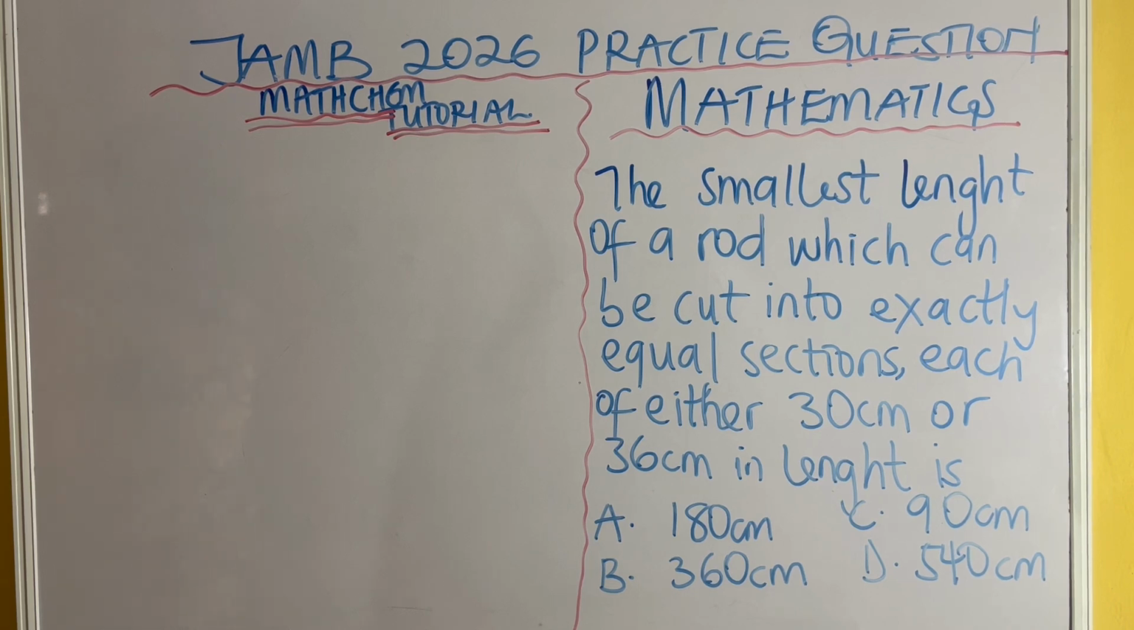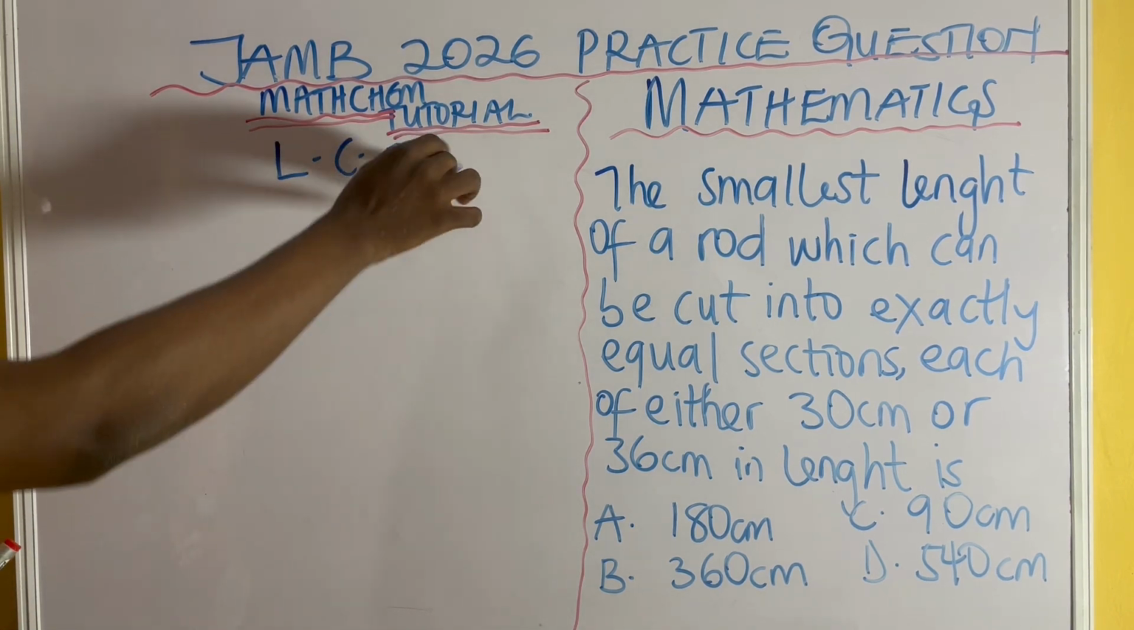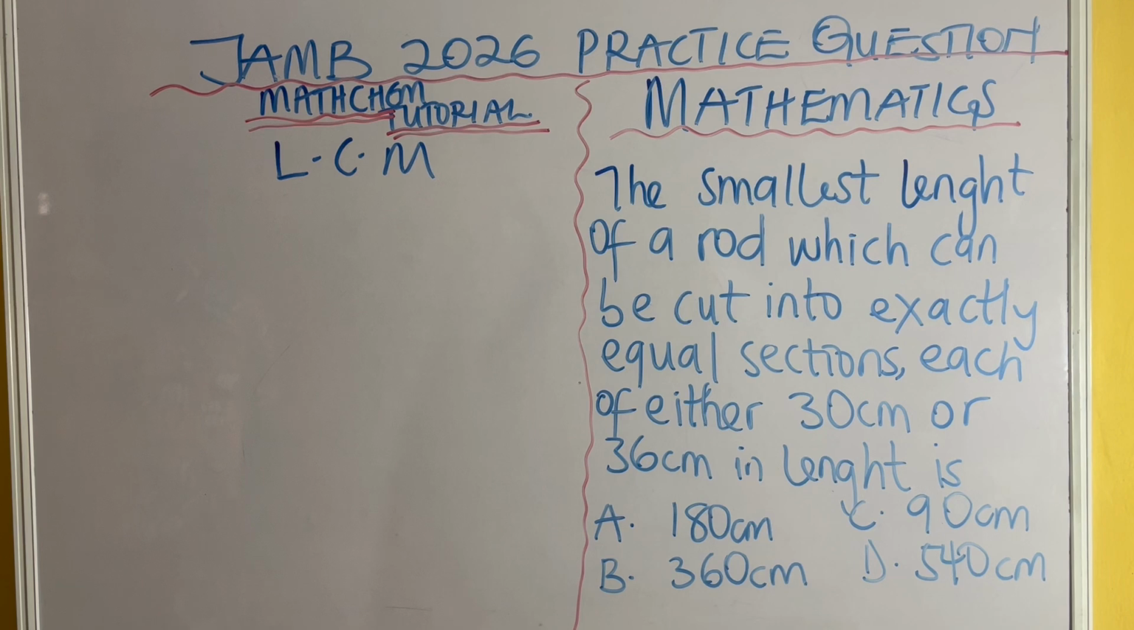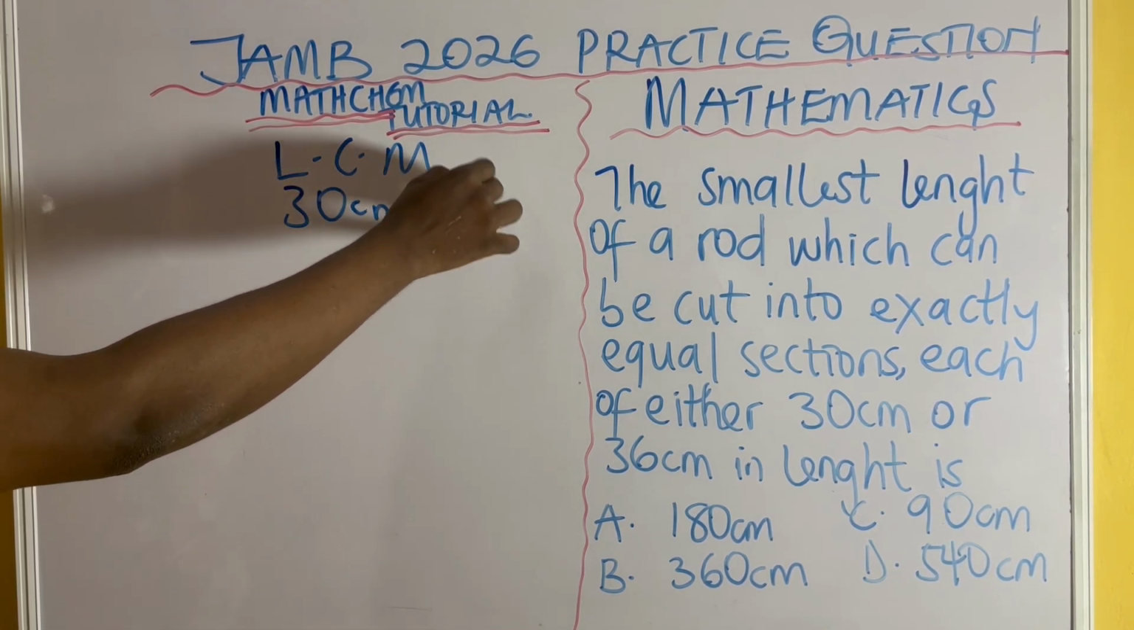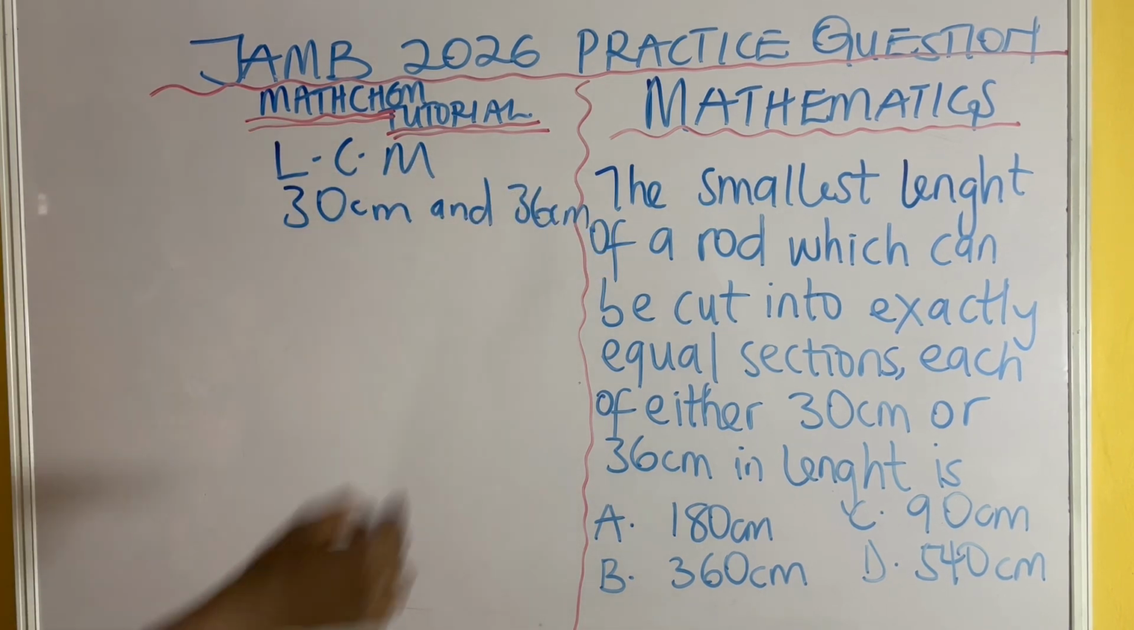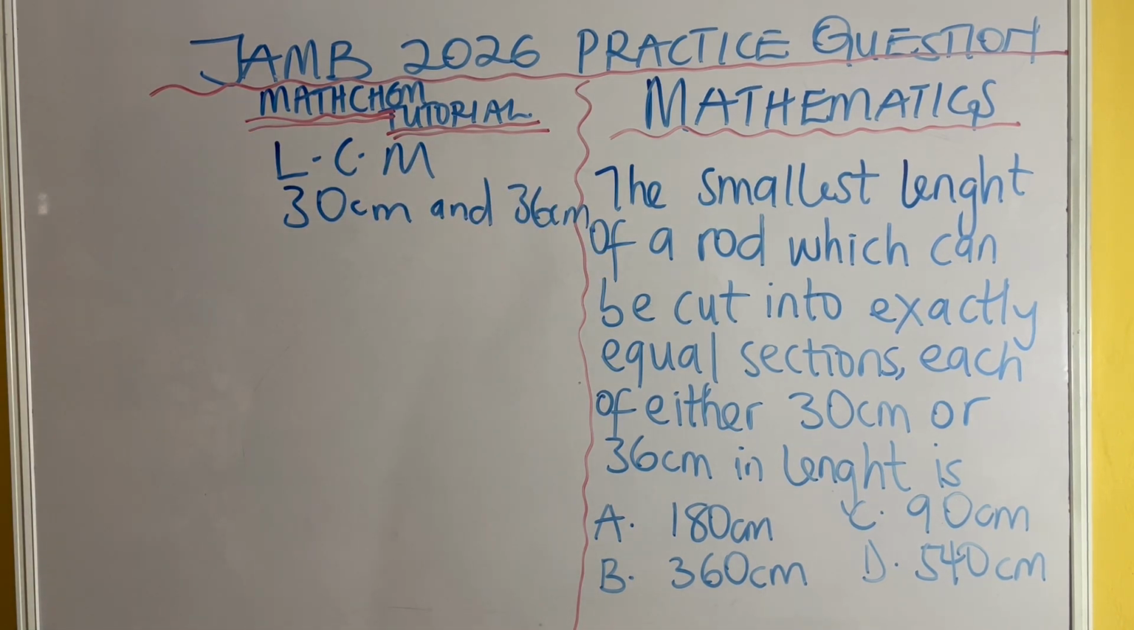Some students will even first draw a sketch of a rod, then start cutting the rod, just trying to think of how this question is going to be solved. Now, not to waste your time, this question is to be solved based on the lowest common multiple, meaning that we are going to use the LCM to solve this particular question. We're going to look for the LCM of 30 centimeter and 36 centimeter. That's the principle we are going to use.